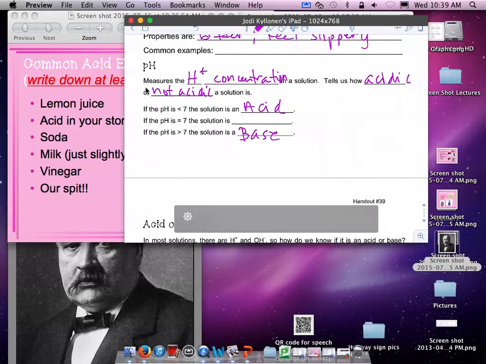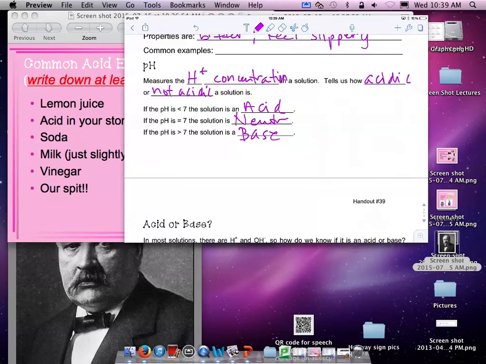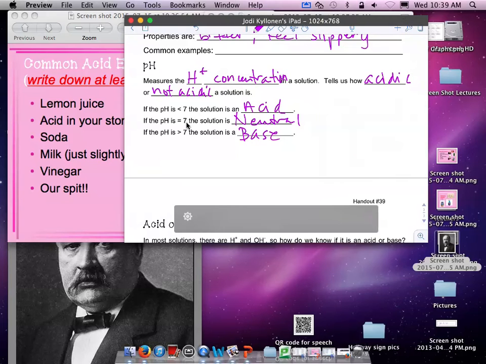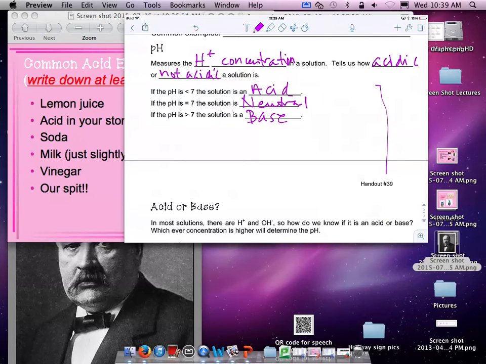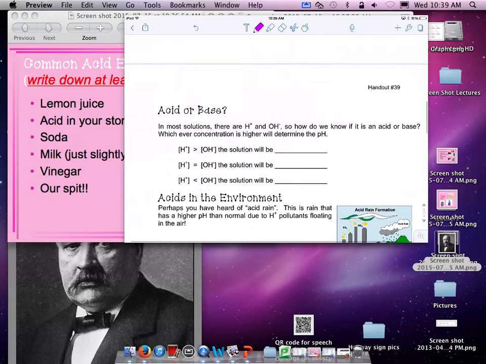And then if we say that the H's are kind of balanced out, they're really not more or less than anything else, then we say that the solution is neutral, and that will be your pH of around 7. So high numbers are base because it's an opposite function, meaning there's not a lot of H pluses. Low pHs are acid because it's an opposite function. It means there's a lot of H pluses. And then if it's somewhere around 7, then that's neutral. That's the pH scale.